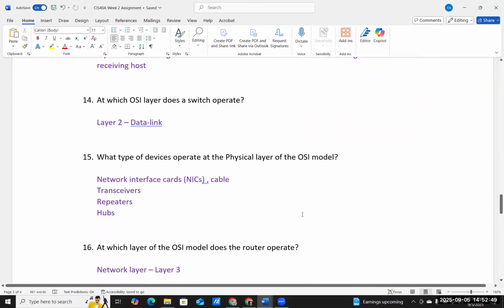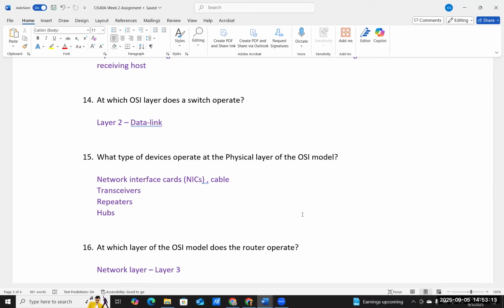Okay. So what type of devices operate at the physical layer of the OSI model? Your network adapter, the network interface card. And that could also be your wireless adapter, your cable, like an Ethernet cable or coaxial. Your transceiver, repeaters, a hub.